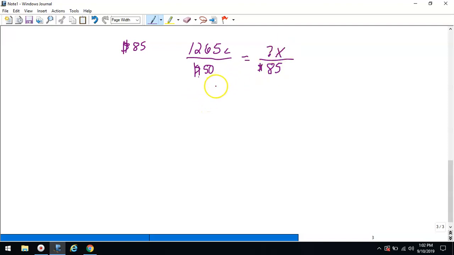Then you can just cross multiply, so 50 times x is going to be 50x is equal to 85 times 1265. That is 107,525.